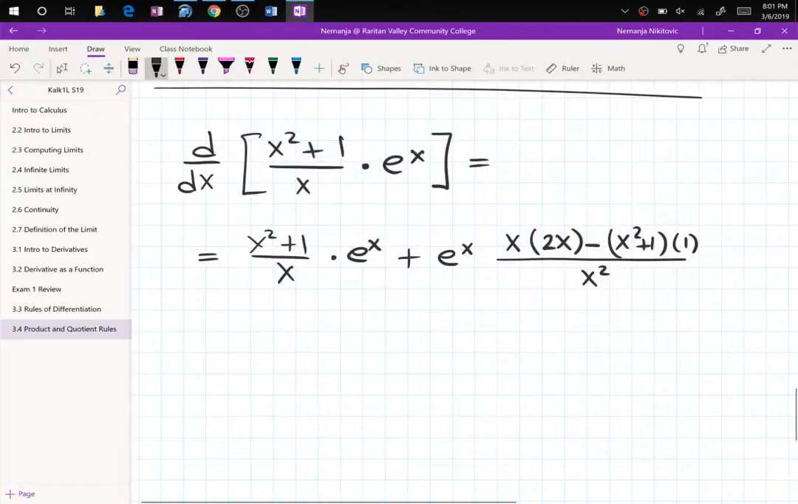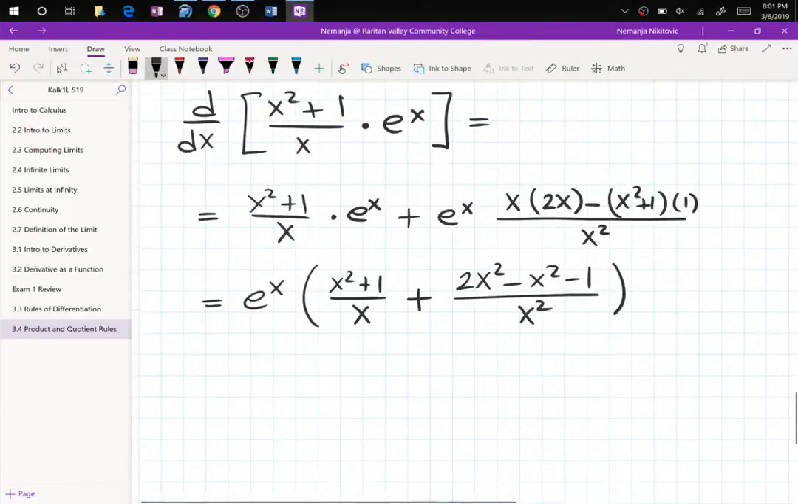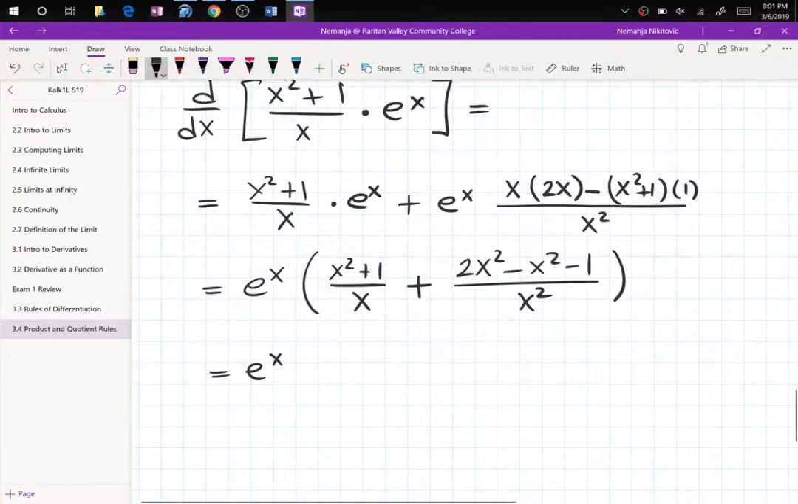All right, so now clean this up as much as possible. We can kick e to the x out, leave x squared plus 1 over x as the first term, plus, now this becomes 2x squared minus x squared minus 1 divided by x squared, which is e to the x times x squared plus 1 over x, plus x squared minus 1 over x squared.